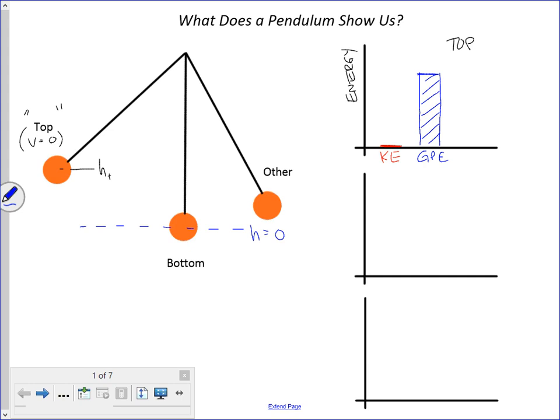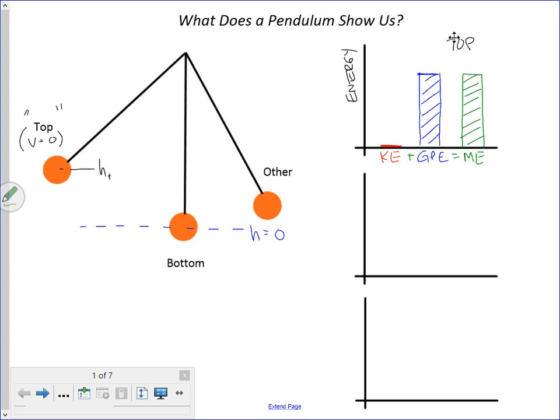Yeah? And then we could also look at mechanical energy, which is the sum of kinetic and gravitational potential energies. And at the top, there's no kinetic energy. There's some arbitrary amount of gravitational potential energy, and therefore the mechanical energy is just the same as the GPE. It looks taller. Good.